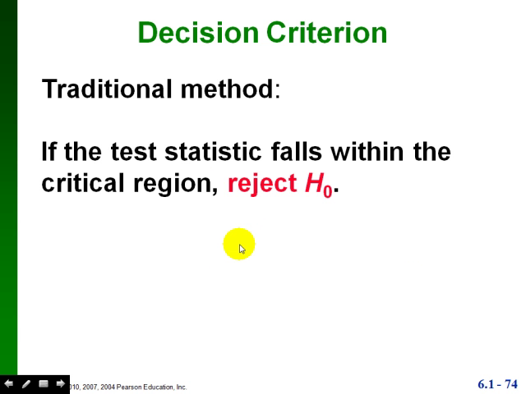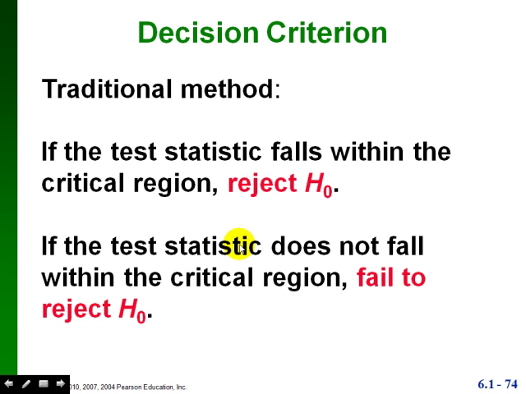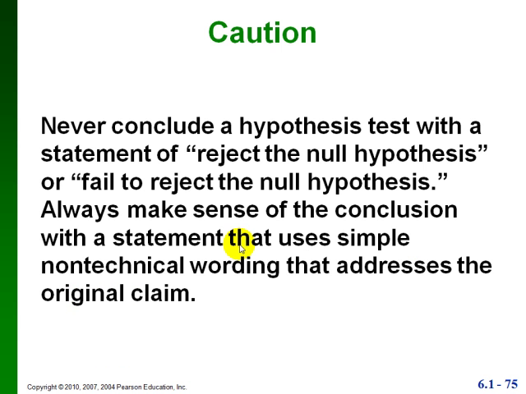Okay, and we already talked about this, but with the traditional method where we're looking at critical values and critical regions, if the test statistic is in that shaded region that we shaded for our critical region, then we reject the null hypothesis. If it's in between, then we fail to reject the null hypothesis. And finally, we always want to conclude our hypothesis test with a written out statement about what our conclusion is in terms of the original claim.